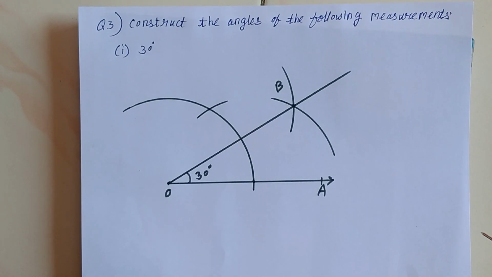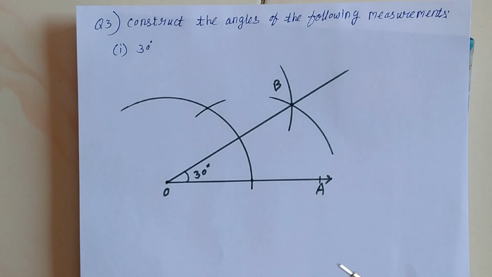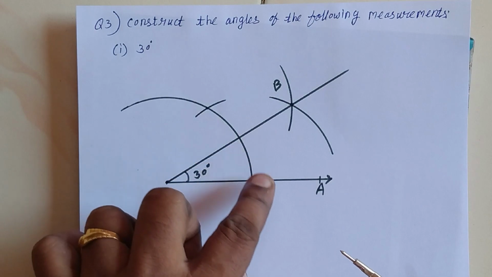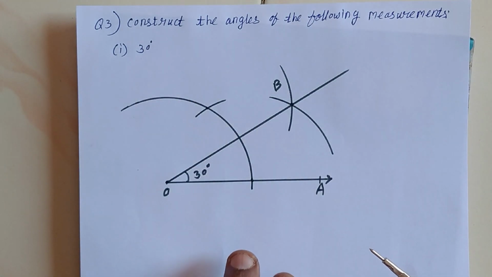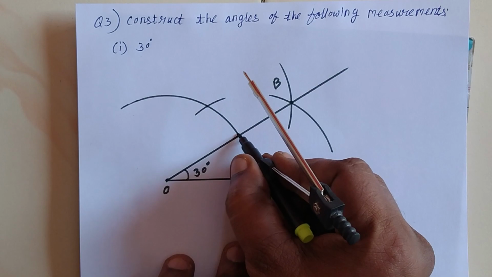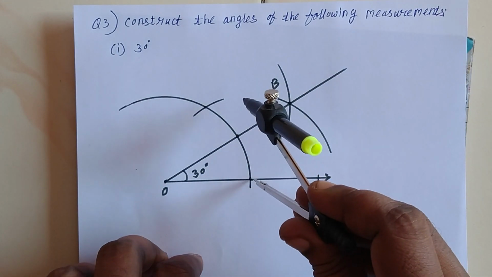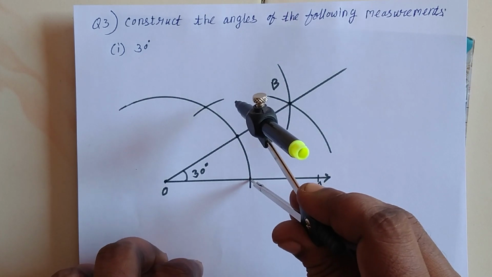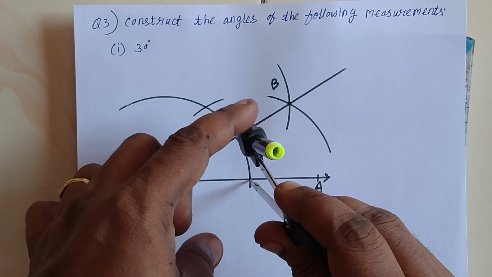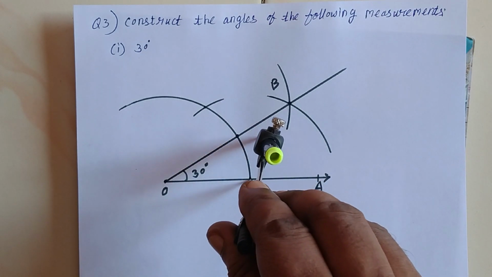Now 15 degree is nothing but the bisector of 30 degree. So to draw the 15 degree, first you have to repeat this whole step and draw the 30 degree. Now you have to draw the bisector of 30 degree. This is 0 and this will be 30, so this will be your second reference point. Now take more than half of the distance between them, or you can take the full distance like this, and draw the arc here.